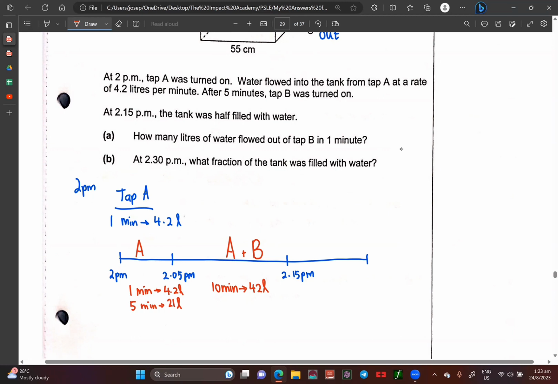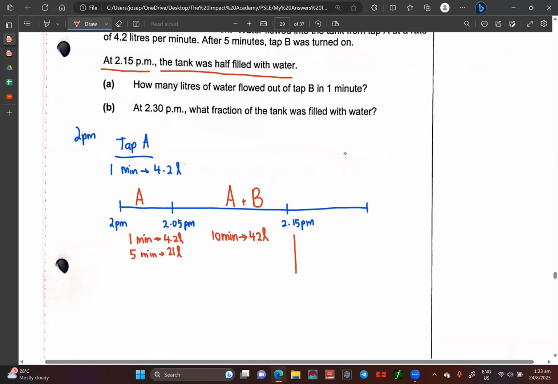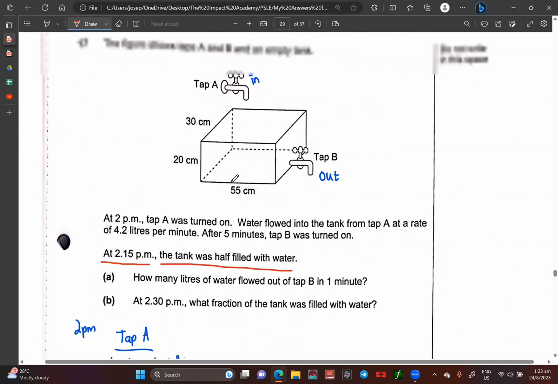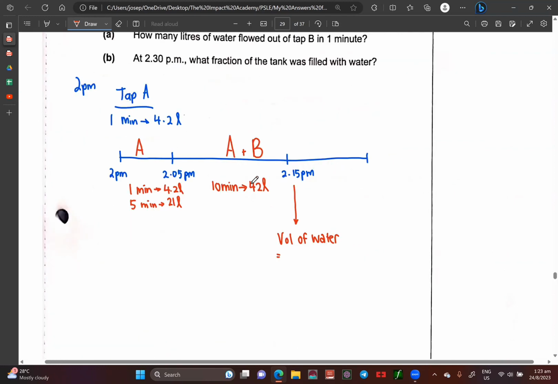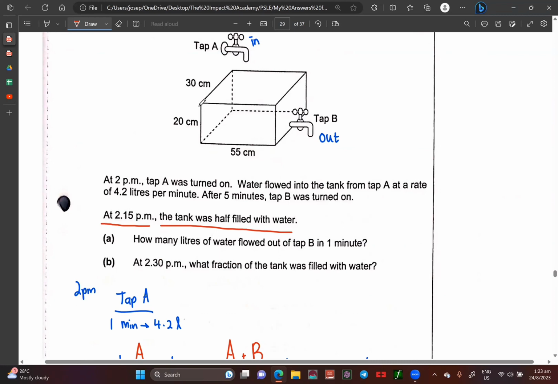I do not know how much water B took out. But what I do know for sure is that at 2:15 p.m., the tank was half filled with water. So what I want to do is find the amount of water over here. So the volume of water over here will simply be 55 times 30 times 10.